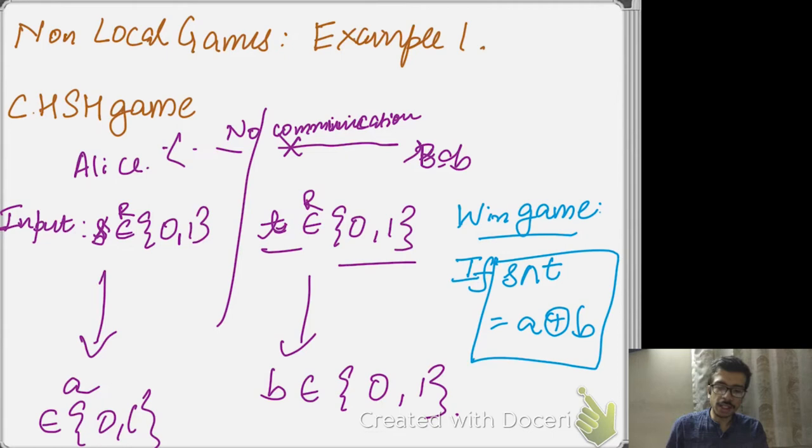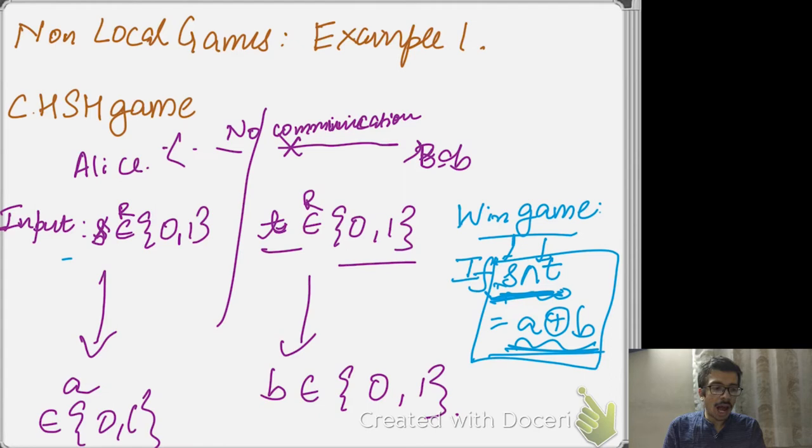What it means is that if S and T are both 1, then I want the outputs to be opposite to each other. So either it's 0 and 1 or it's 1 and 0. These are the only cases where XOR is going to be 1. So in order to win the game, if both your inputs are 1, then I should output bits with opposite parity. And if at least one of the inputs is 0, say it's 0,0, 0,1, or 1,0, then in these three cases, I would want them to output the same bit, the same parity. Because here the AND of inputs is 0, so I would want the XOR to be 0. So this is the winning condition.